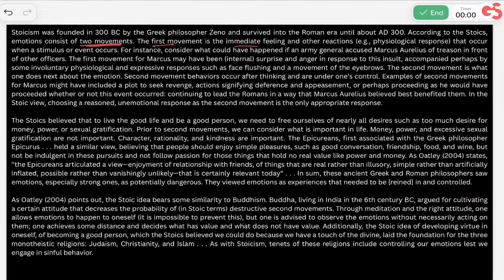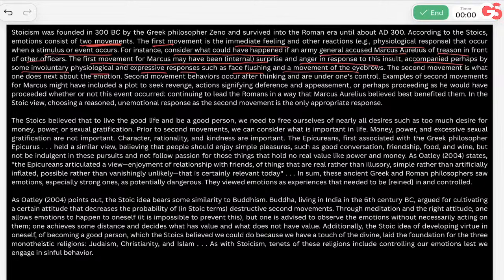First movement is the immediate feeling and other actions, for example, physiological responses that occur when a stimulus or event occurs. For instance, consider what could have happened if an army general accused Marcus Aurelius of treason in front of other officers. The first movement for Marcus may have been surprise and anger in response to this insult, accompanied by perhaps some involuntary physiological and expressive responses, such as face flushing and a movement of the eyebrows.